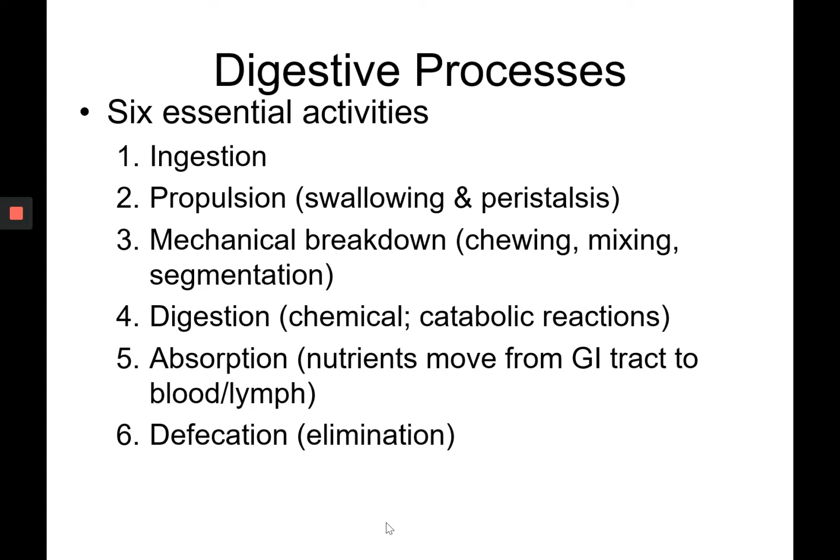Digestion here is talking about chemical digestion, wherein enzymes and other substances are able to perform catabolic reactions or are able to break down larger substances into smaller subunits. Absorption primarily happens in the small intestine. Nutrients that have been broken down into their monomers during the process from the beginning to the end of the GI tract at this point would be absorbed into the blood or lymph. Defecation is an elimination step, is elimination of indigestible foodstuffs and waste.